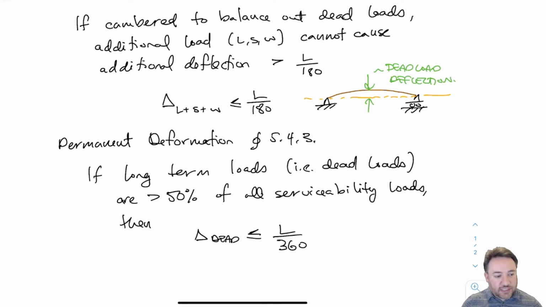So this criteria says that if my long-term loads are more than half of my total loads, that means that most of my loads are coming from dead loads. A majority of the load is coming from dead load. Then I have a more stringent requirement of L over 360 for the deflections caused only by those dead loads. So then there are two different deflection checks that I would have to do.